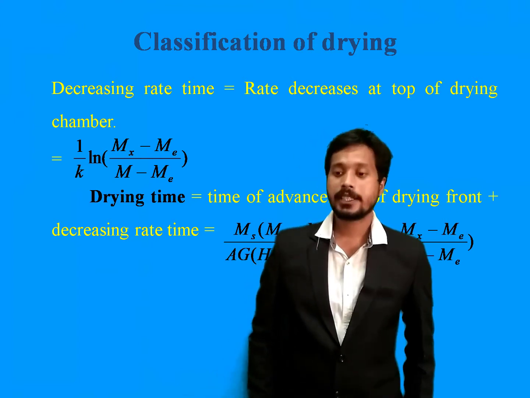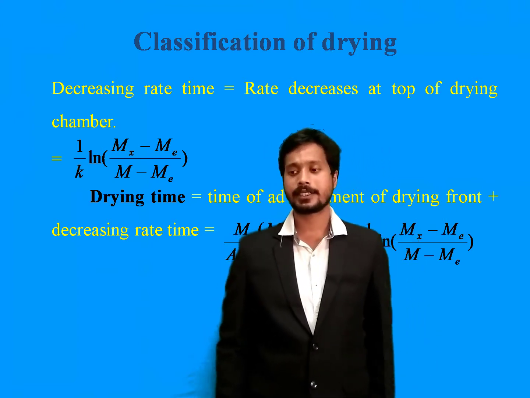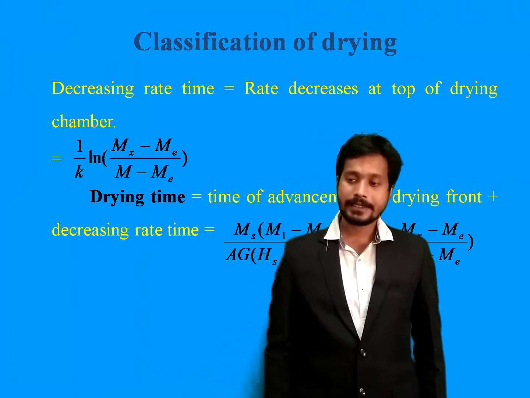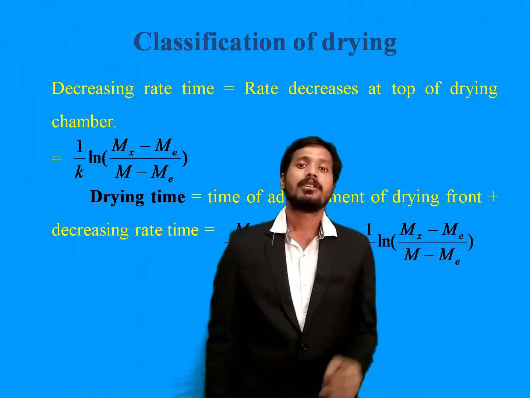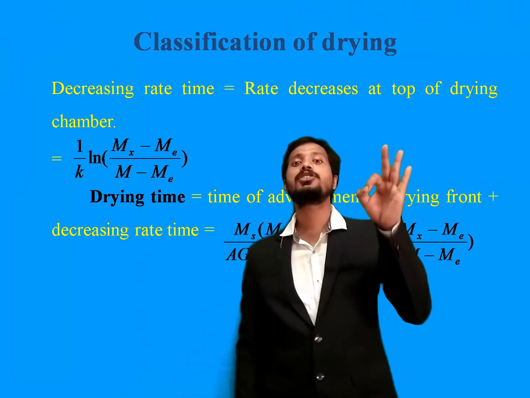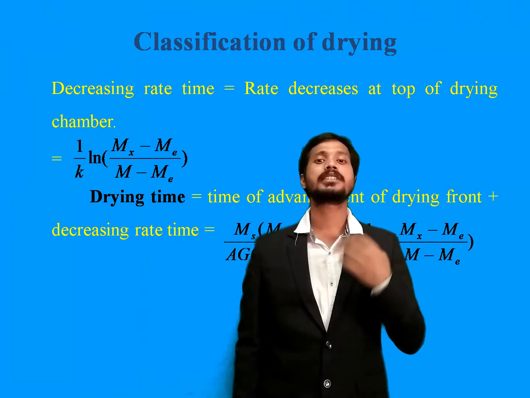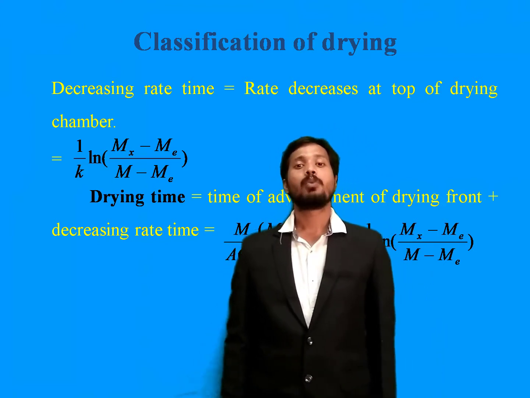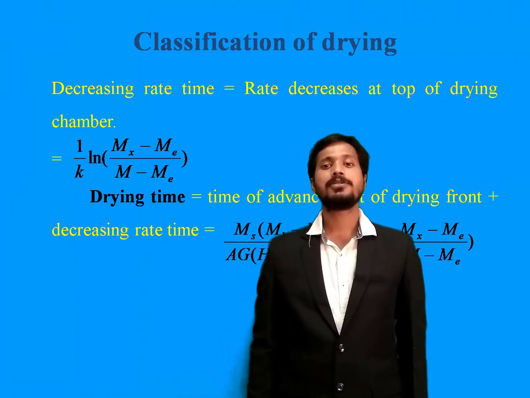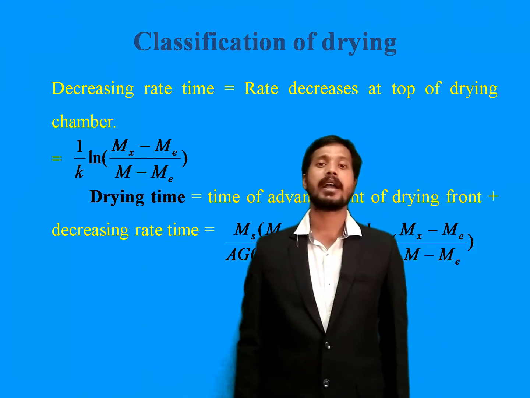Next is the decreasing rate time. This decreasing rate time we can describe as the rate decreasing at the top of the drying chamber. As I mentioned, beyond the drying front the drying rate slowly reduces, because the air collects more moisture from the grain, and the formula is 1 by k ln of (Mx minus Me) divided by (M minus Me).